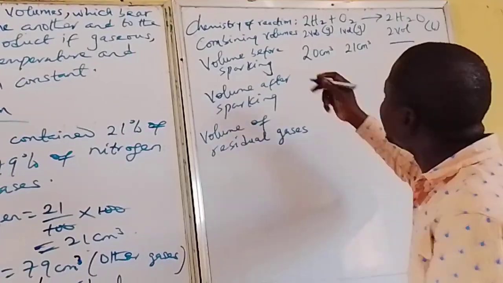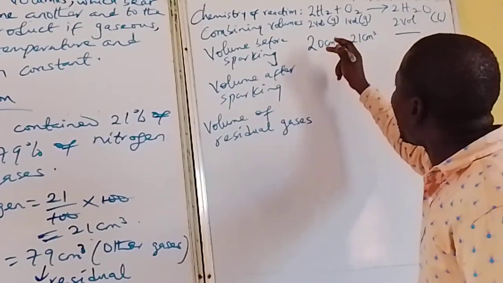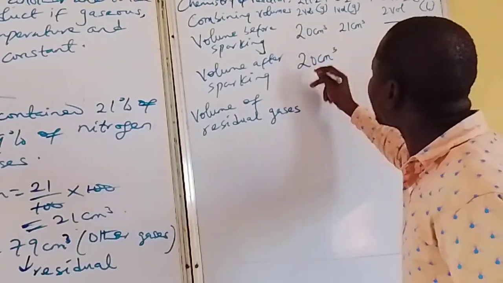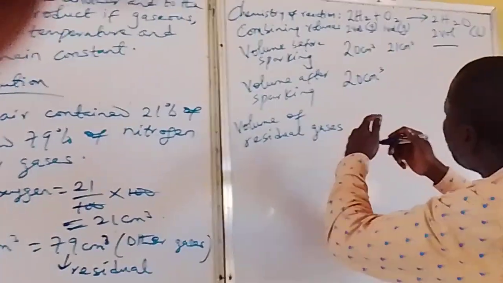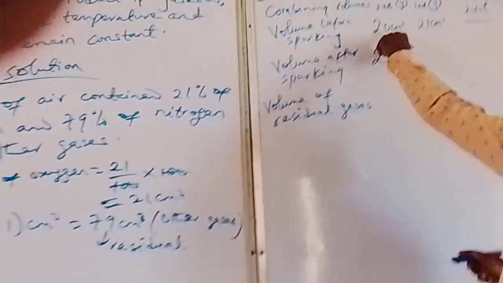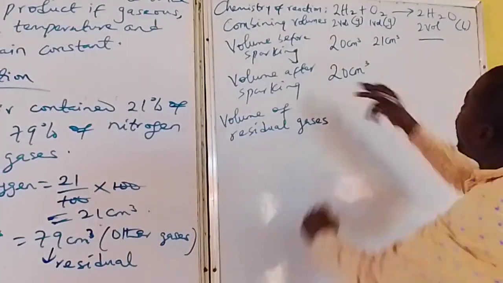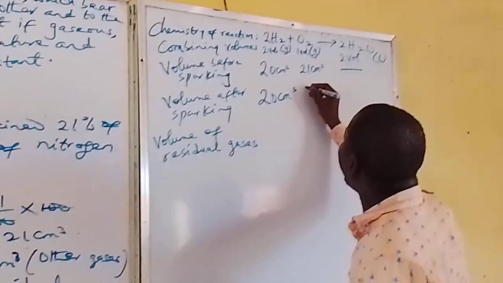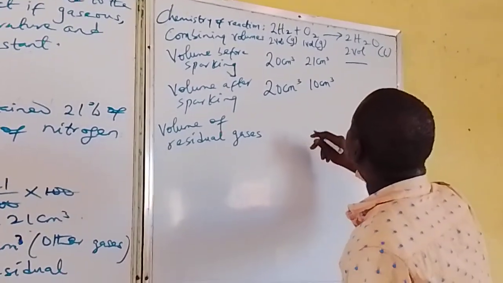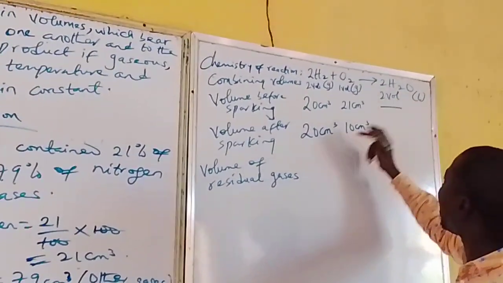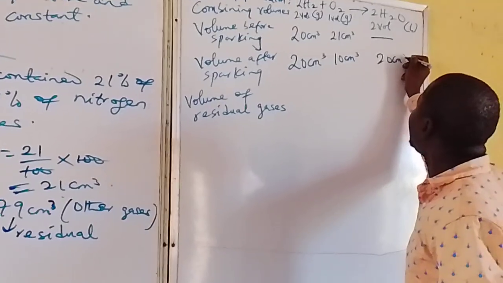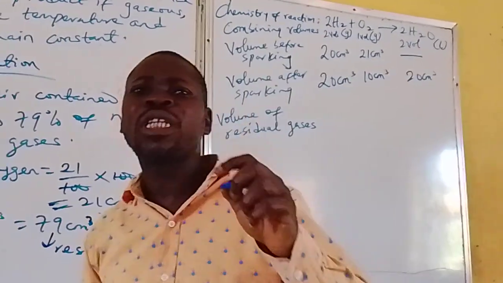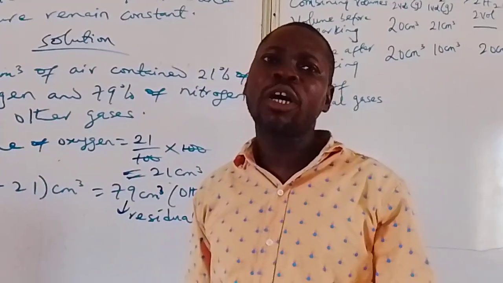So the volume after sparking, I will rewrite 20 as it is, because this is 2 volumes. I will now take half of that 20 because this is 2:1. Half of 20 will be the volume of oxygen after sparking. So half of 20 is 10 cm³. Then if I'm having 2 volumes here, I will also write 20 cm³ here for water. But at the end of the day, we are going to leave water behind.